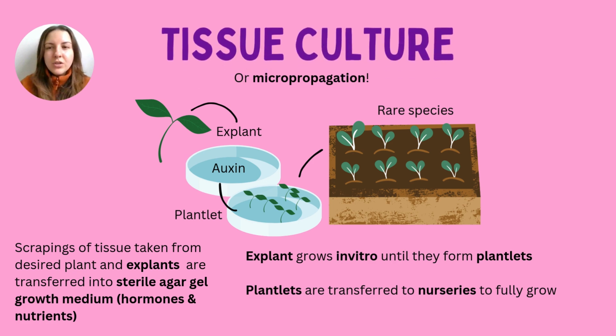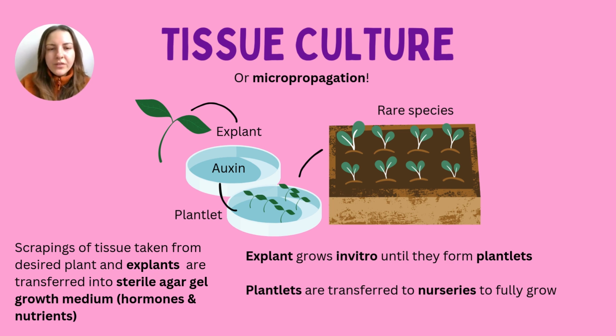But in terms of a much larger scale way of cloning a plant, we have this idea of tissue culture. Sometimes this is called micropropagation, and this just means exactly what it says. So micro meaning small, and propagation just means to increase the number of. So micro, we're talking about the small plants that form and then obviously create larger ones.